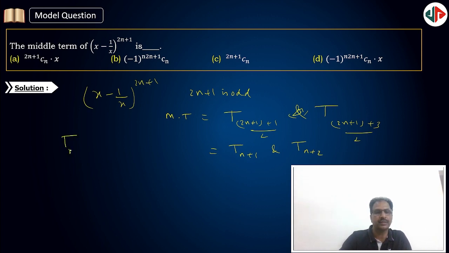So for that, write the general term first: T(r+1) is (-1)^r (2n+1)Cr x^(2n+1-r) into (1 by x)^r.